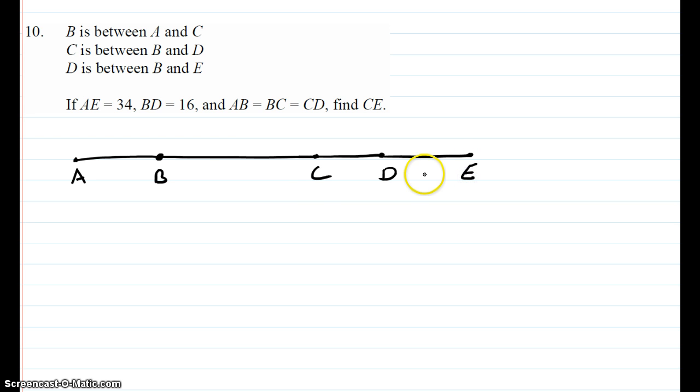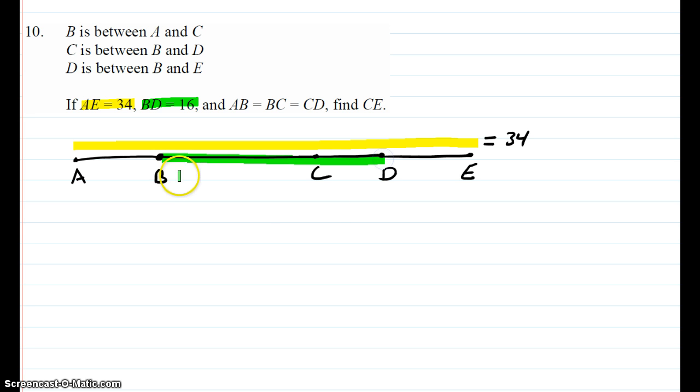All right, so the first one says that AE is 34, so that means from here all the way across, we know that the entire thing is 34. And I'm going to actually move that to the end. So we know that this whole thing equals 34. And then it says BD. So from here to here is 16.